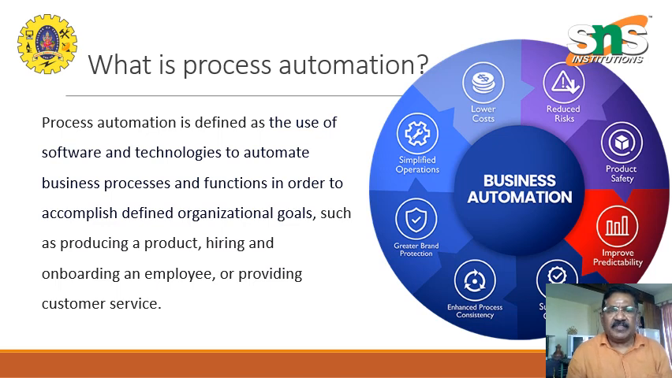Process automation is defined as the use of software and technology to automate business processes and functions in order to accomplish defined organizational goals, such as producing a product, hiring and onboarding an employee, or providing customer service. Business automation fits into all these things. The idea is to bring down the cost of production.